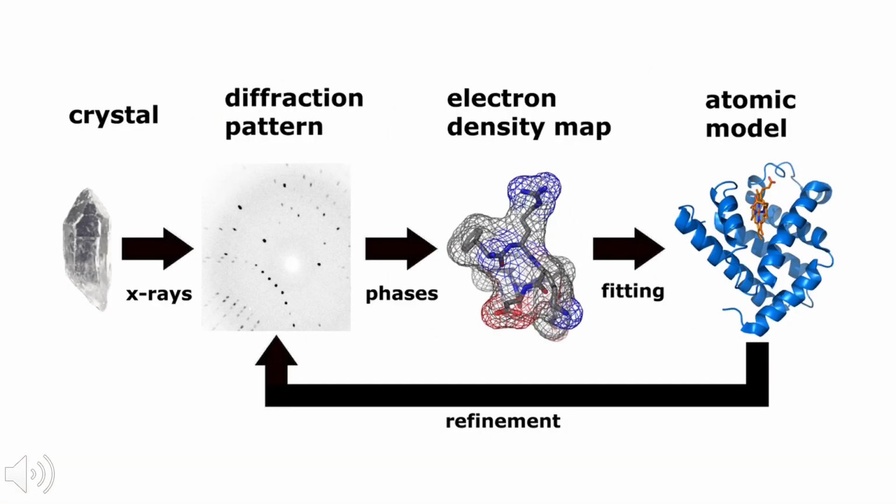Now let's get into the workflow of X-ray crystallization. There are 4 important steps to follow in order to determine the structure of a protein by X-ray crystallography. These steps are crystallization of a protein, collection of a diffraction pattern, calculation of the electron density map, and production of an atomic model.